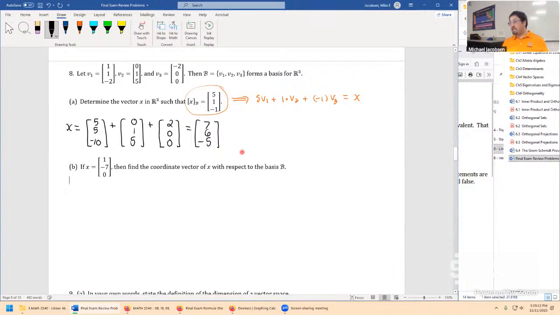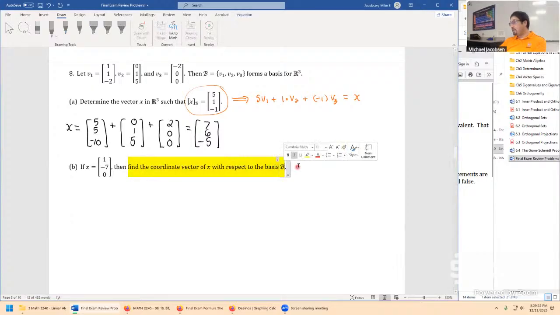But then the trickier step is part B next. This one goes backwards. It says, if x is this other random vector, find the coordinate vector of x relative to the basis b. So this is the slightly harder one, but think of it as just two sides of the same process. The first one was like the decoding problem. This is like the encoding problem.